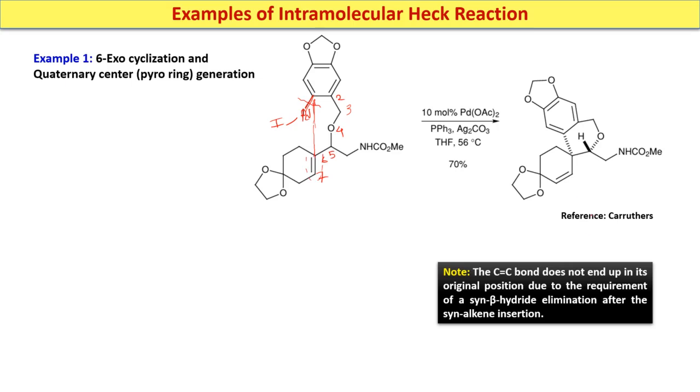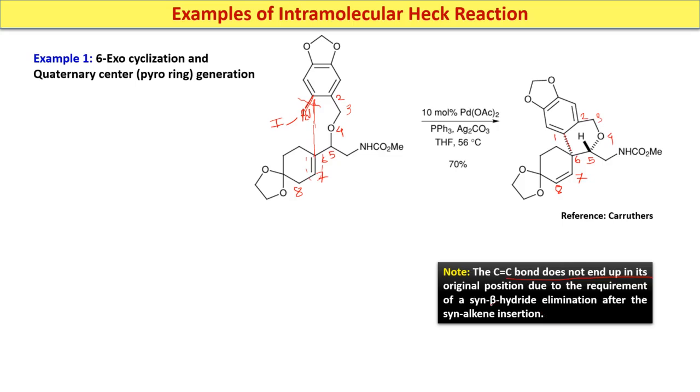And if you look at the product, this is the newly generated bond. Let me do the numbering: 1, 2, 3, 4, 5, 6. That means now this is 7, and if I put 8 here, the newly generated double bond after syn beta hydride elimination is at the 7 and 8 position. So this is the interesting point: the C=C bond doesn't end up in the original position, the 6, 7 position. Now it is ending up at the 7, 8 position.